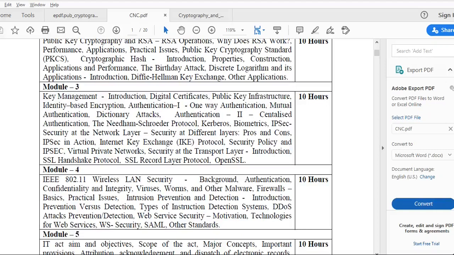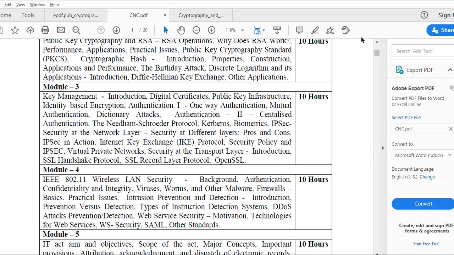In this video we will try to understand what key management is, what digital certificates are, and what there is in our cryptographic system which makes secure communication possible. Firstly, let's see where we stand here. We are at the beginning of module 3.